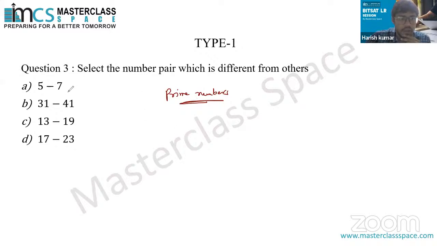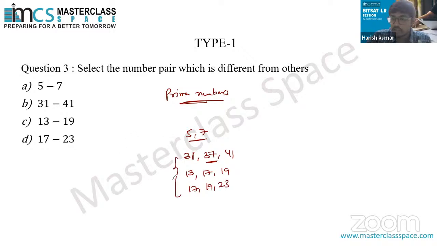Now I'll observe that 5 and 7 are immediate prime numbers. Fine. Let's go to the other one. 31 and 41 are not immediate prime numbers. In between, there is one prime number, which is 37. And what about 13 and 19? Again the same thing. In between, there is one prime number, which is 17. What about 17 and 23? There is one prime number between 17 and 23, which is 19. So between all these three options, there is one prime number. But between 5 and 7, there is no prime number. And that's the logic we have to apply here.